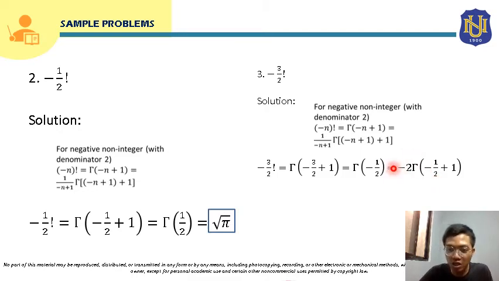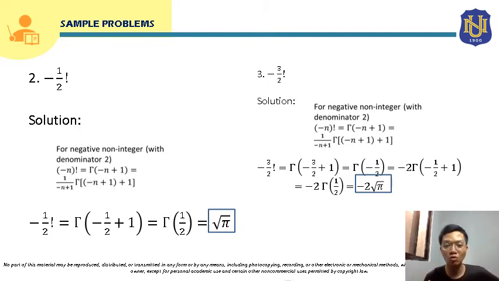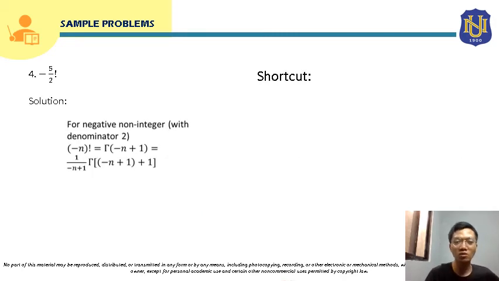From here, we can simplify negative 1 half plus 1 as 1 half, right? So we can say that this is gamma of 1 half times negative 2. And we know that gamma of 1 half is square root of pi. So this will become negative 2 times square root of pi. This is the answer already: negative 3 halves factorial is equal to negative 2 times square root of pi. So let's proceed now to number 4.